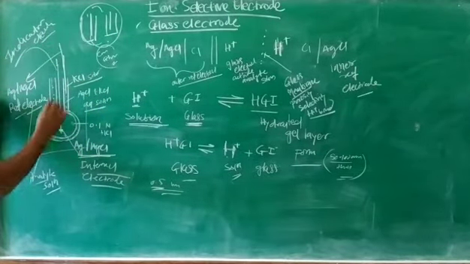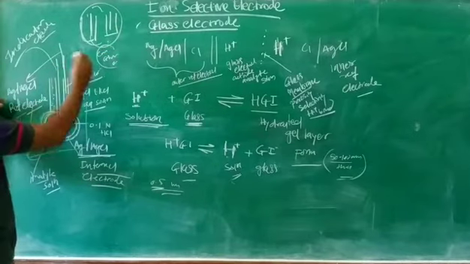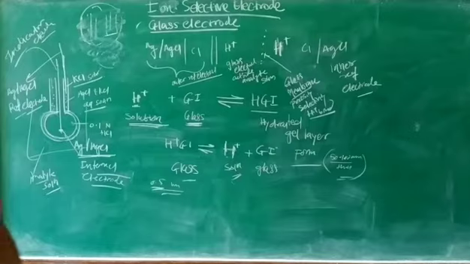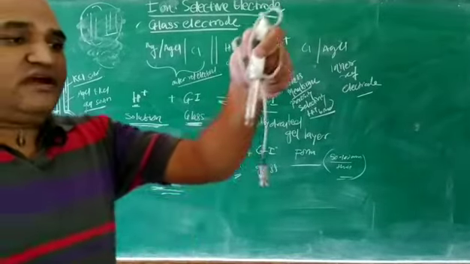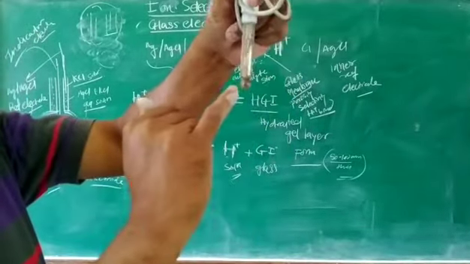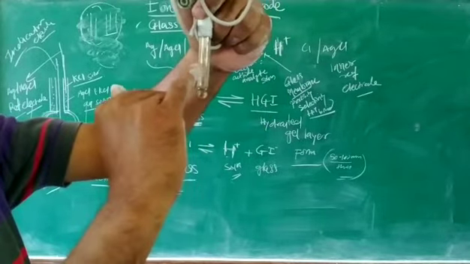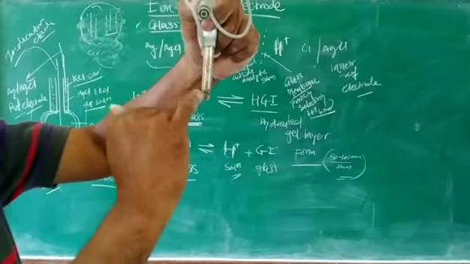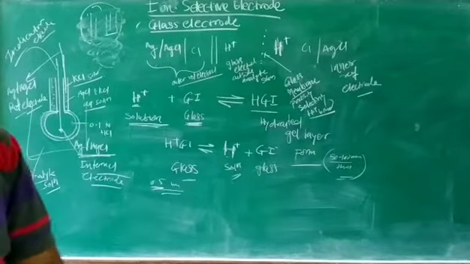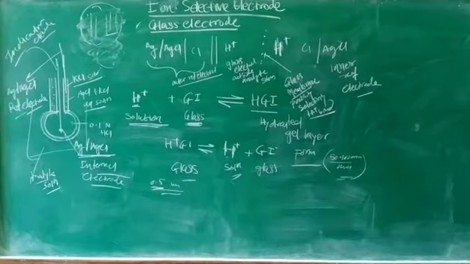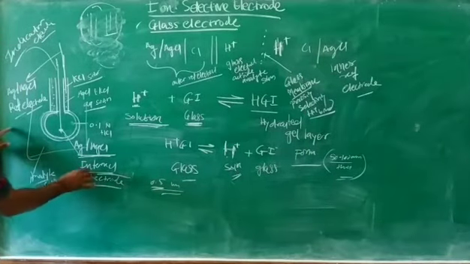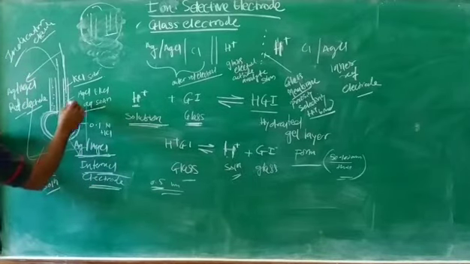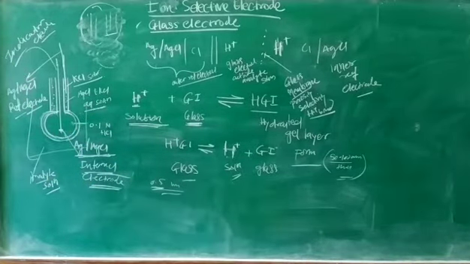In the combined glass electrode, the two electrodes are immersed in the same glass. Here we see the two electrodes. One is the bottom electrode and one is the circulated electrode. The two electrodes are combined in one glass membrane. So of the two electrodes, one is the internal electrode, the AgAgCl electrode, and another is the external reference electrode.